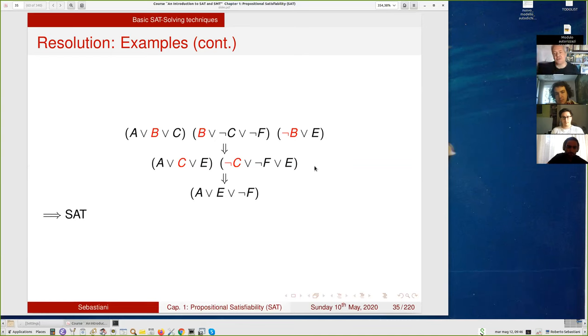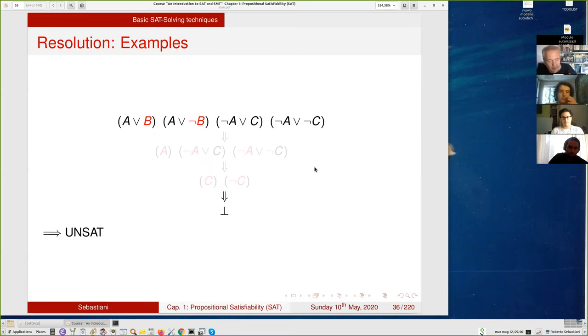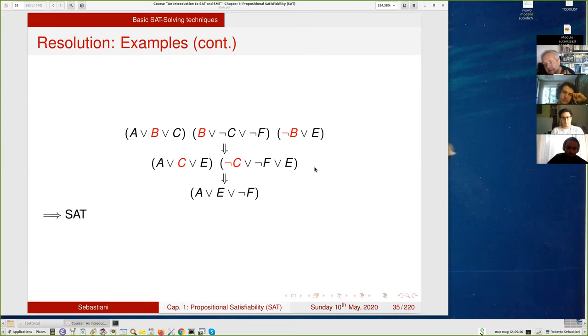So what's the drawback of this? The drawback is that the number of clauses tends to blow up because every time you have all the pairwise possible combinations. Suppose you have k clauses where B occurs positively and n clauses where B occurs negatively. Then you have k times n new resolved clauses, instead of n plus k clauses, you have n times k clauses.